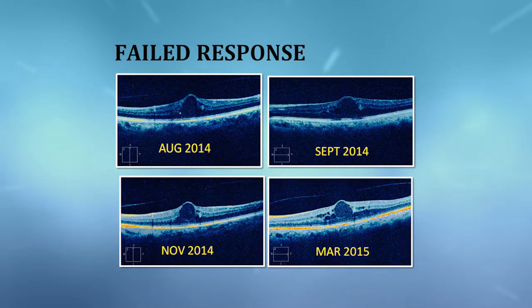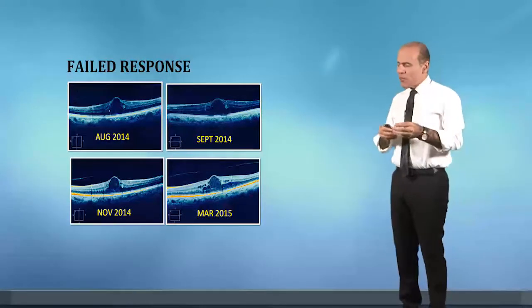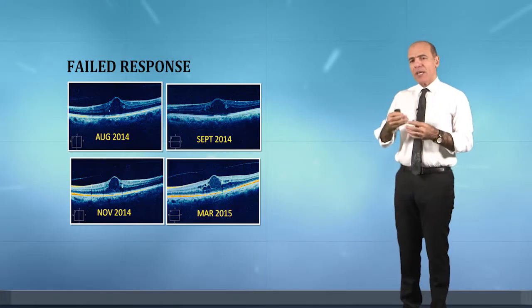A failed response: I can still see the attachment of the posterior hyaloid. It's relieved with Jetrea and is no longer attached, but the cyst is still there. You can see the posterior vitreous is separated, but the cyst is even bigger and bigger. So sometimes you don't have clear guidelines for which membrane or which vitreous is liable to separate.